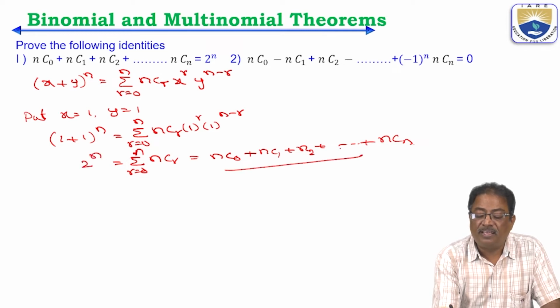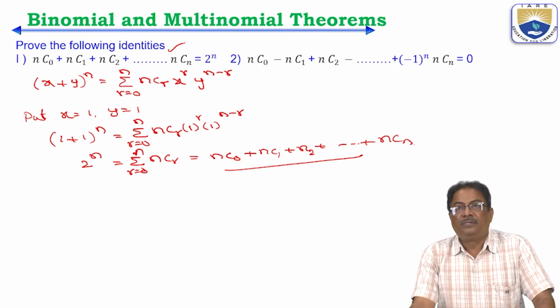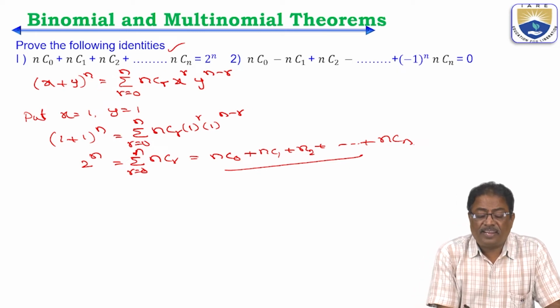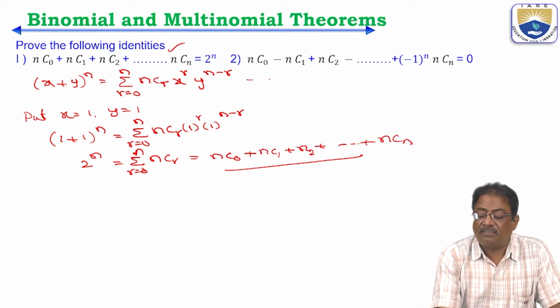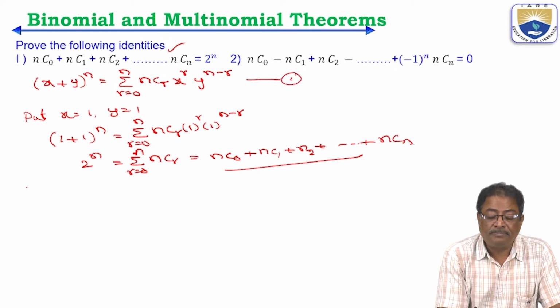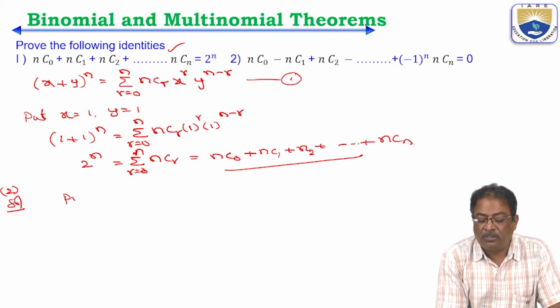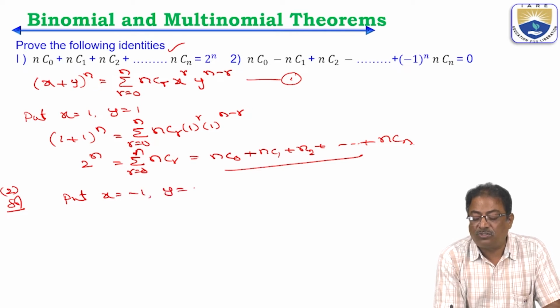So this is the required result of this. Now in the second one, let us call this equation 1, and for the second solution, I am going to substitute x equals minus 1, y equals 1.